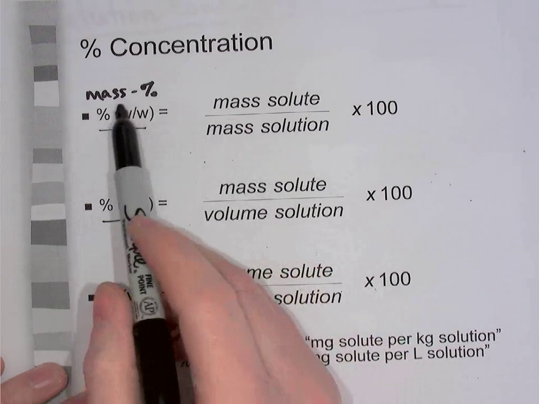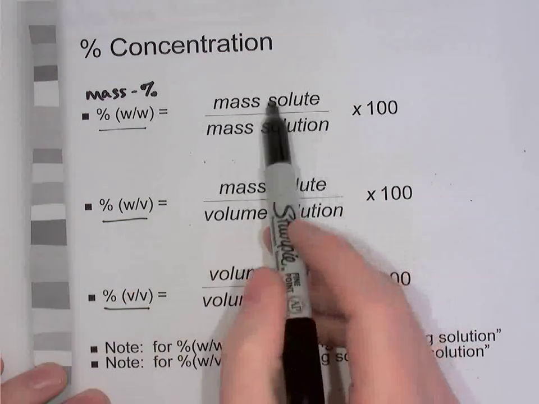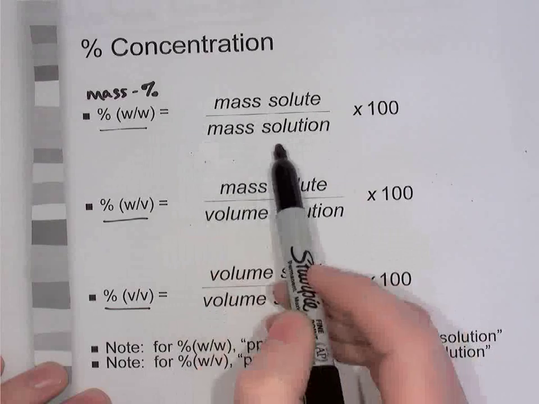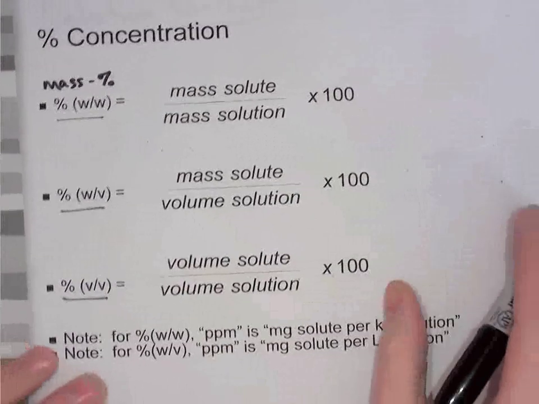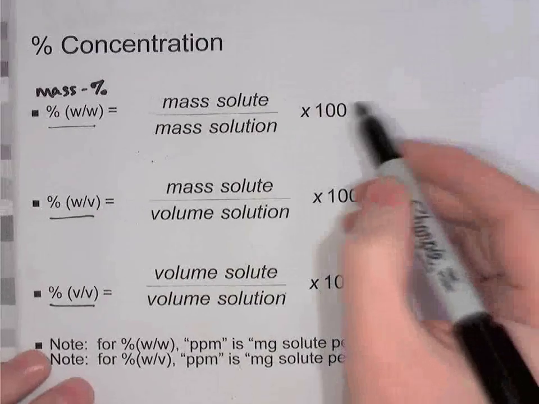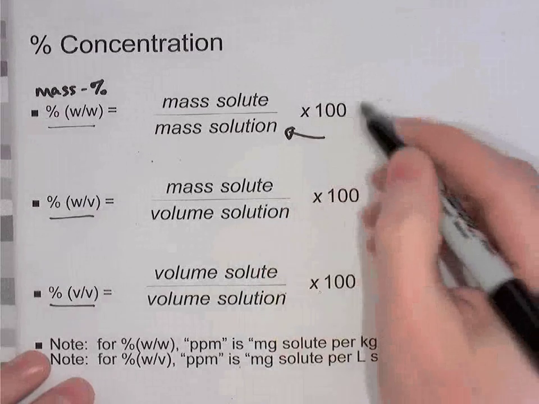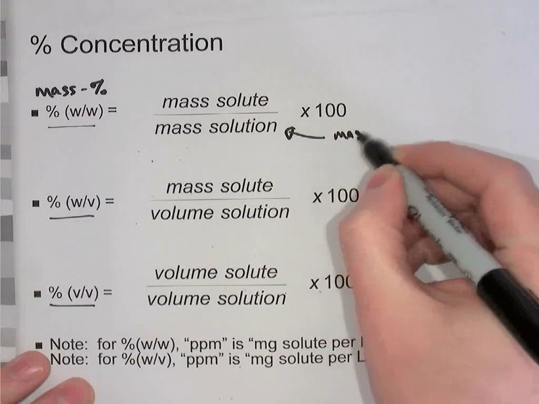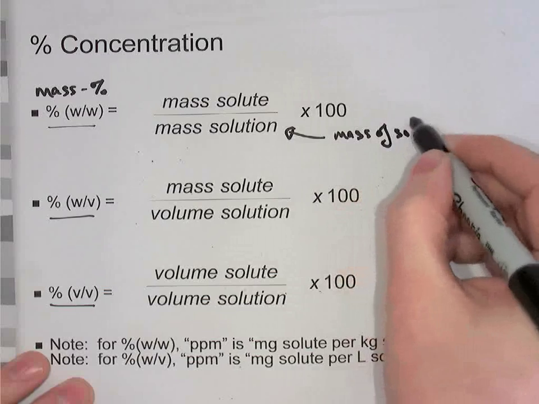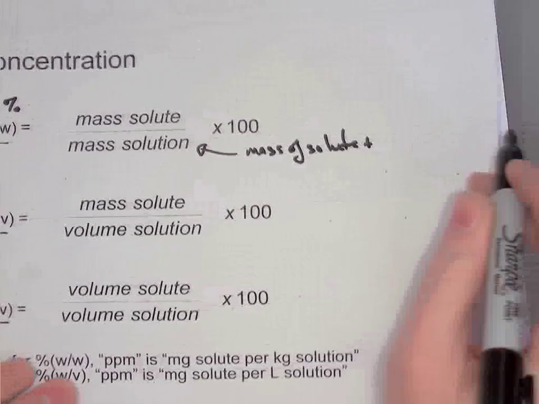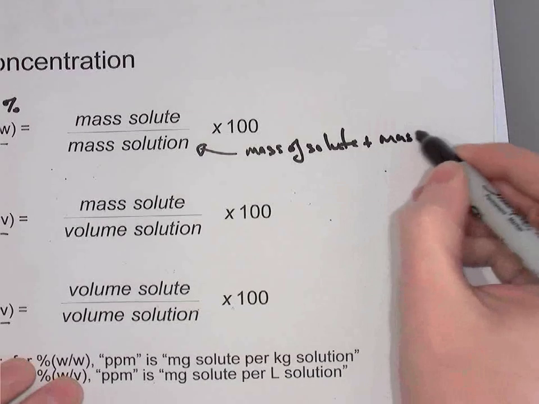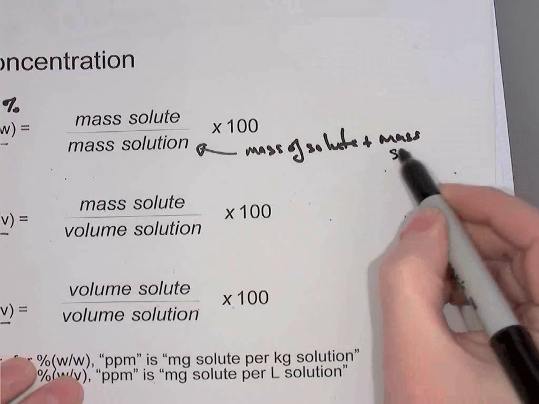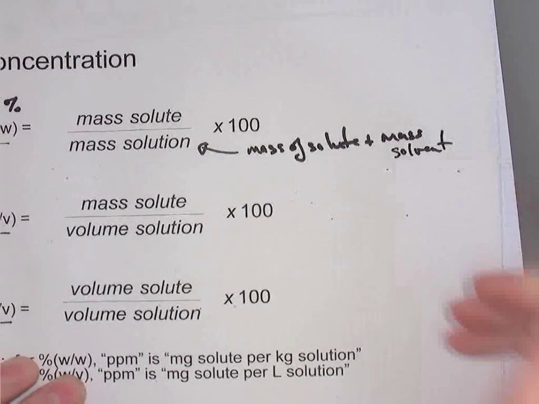So the mass percentage would be the mass of your solute divided by the mass of the solution times 100. Now, by the law of conservation of mass, keep in mind that the mass of solution would be the mass of the solute plus the mass of the solvent. That's true because of the law of conservation of mass.